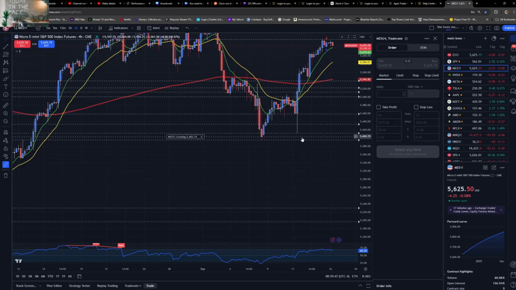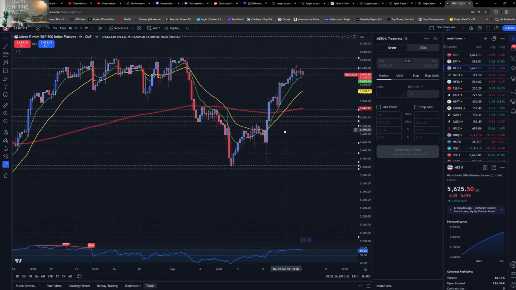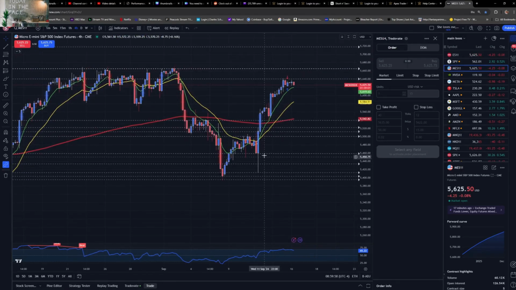Your demand and supply are wider ranges than your resistance. Your resistance might just be like $1. Your demand zone could be almost 10, 15, $20, or on SPY $1 or 2. So then we hit that demand zone again, have a violent reaction to the upside.